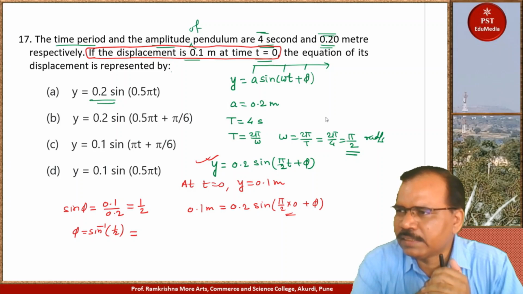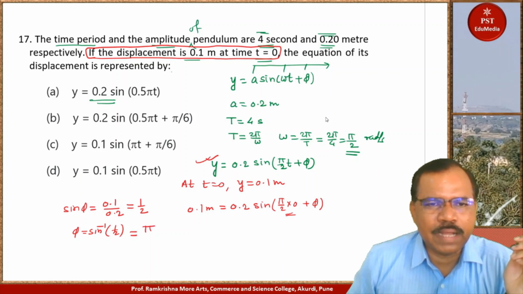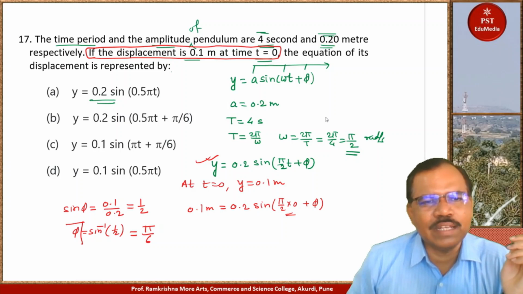Ankaja, what is sine inverse 1/2? Pi by 6, sir. It is pi by 6, 30 degree. So it is pi by 6. So we got phi also.